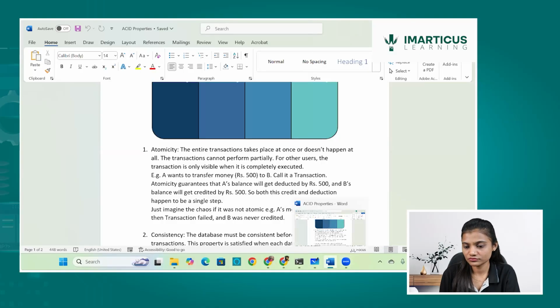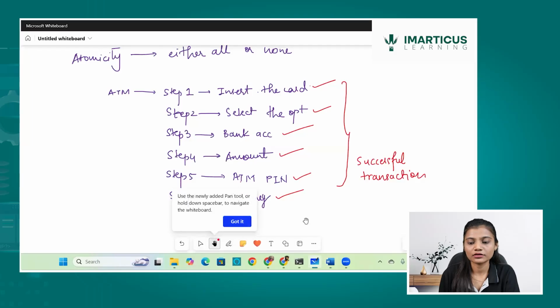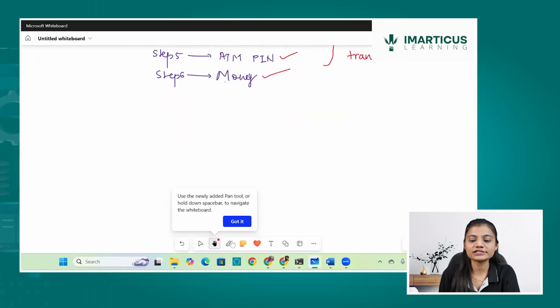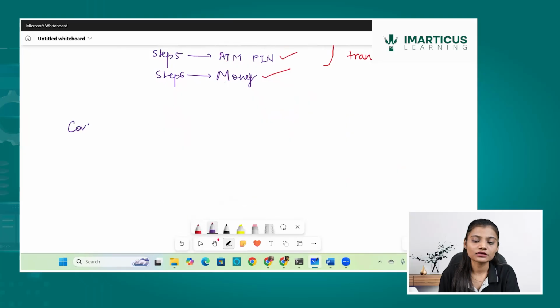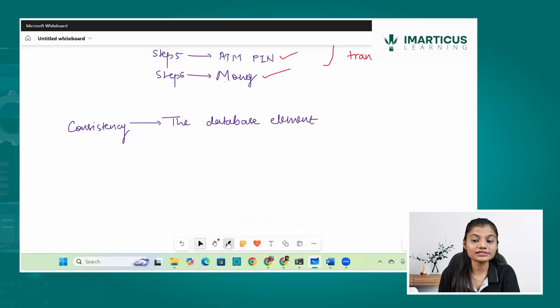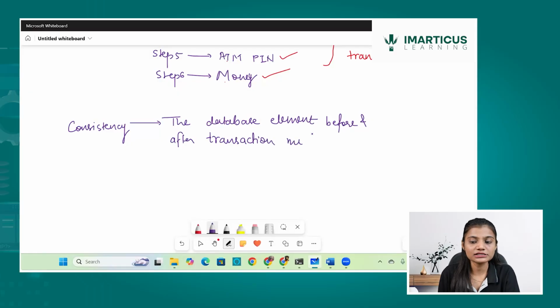When I talk about the next element, which is consistency, the database element before and after the transaction must be the same. So that's what they are saying. Before and after the transaction, it must be the same.